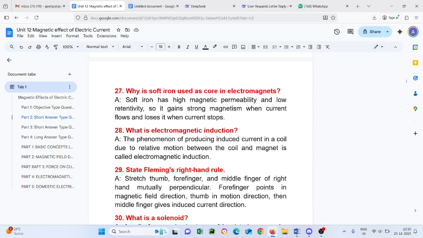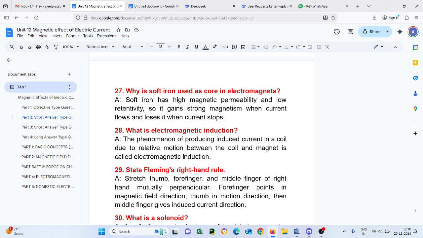Question number 28. What is electromagnetic induction? The phenomenon of producing induced current in a coil due to the relative motion between the coil and magnet is called electromagnetic induction. Question number 29. State Fleming's right hand rule.